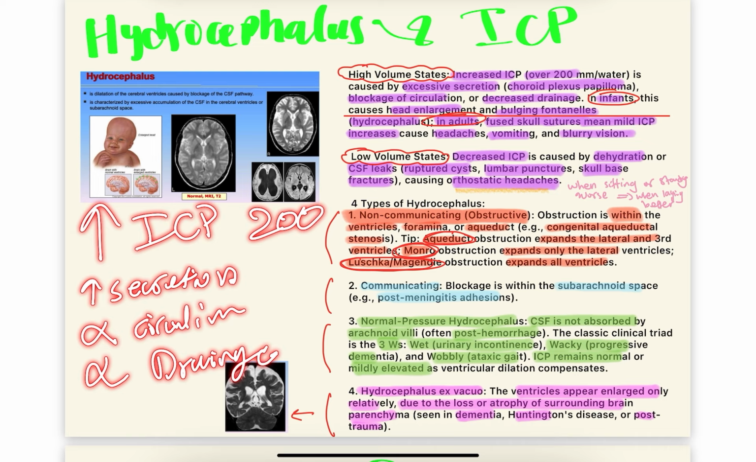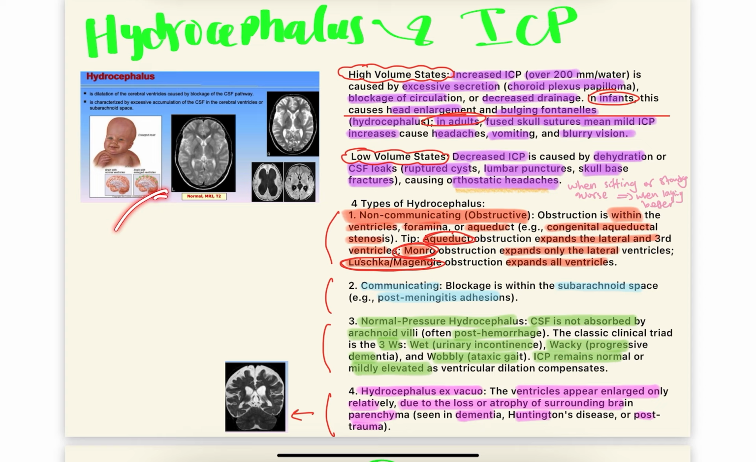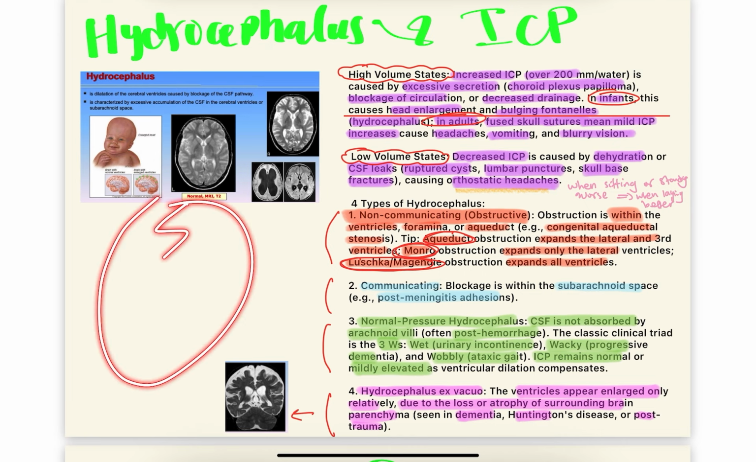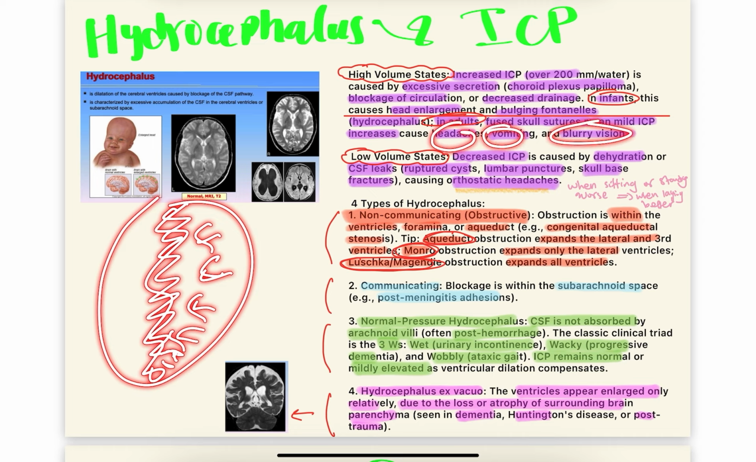Now, in babies, we know they have their sutures, which are still not fused. So if any increase in pressure comes and pushes on them, they will bend, right? So it will lead to what? Head enlargement and a bulging fontanelle. But for us as adults, who have fused sutures, when pressure tries to push on them, what will happen? It's fused, it's not going to move. So we will just have headache, vomiting, and blurry vision.